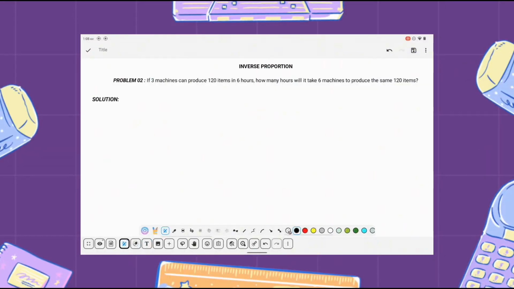We know that with 3 machines, it takes 6 hours to produce 120 items. If we double the number of machines to 6, the time taken will be halved. This is because the work is being shared between more machines. To find the time, we can simply divide the time for 3 machines by the factor of increase in machines. Watch the video for the solution.